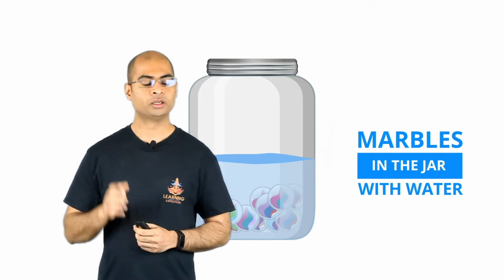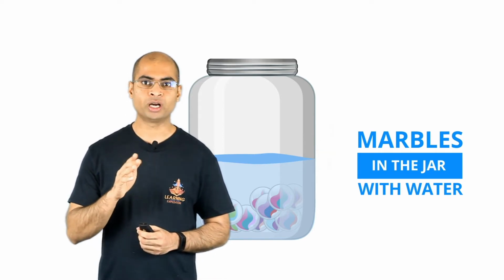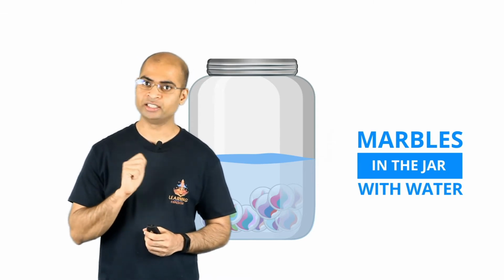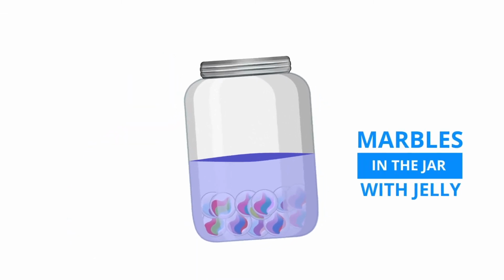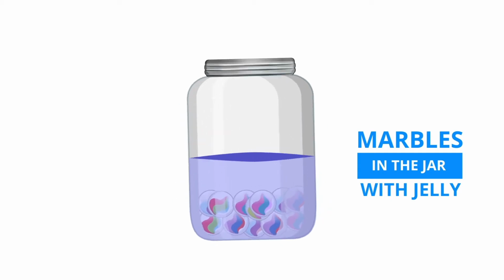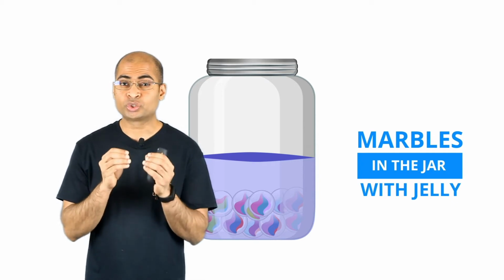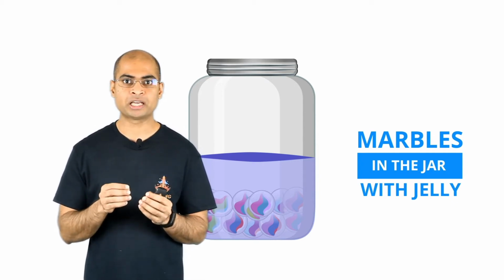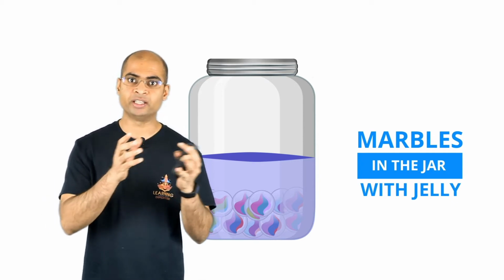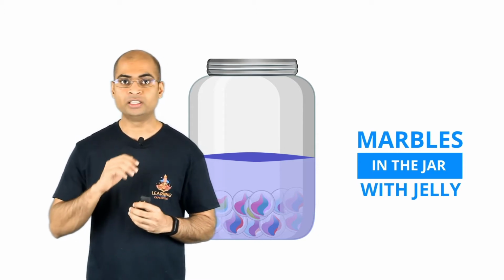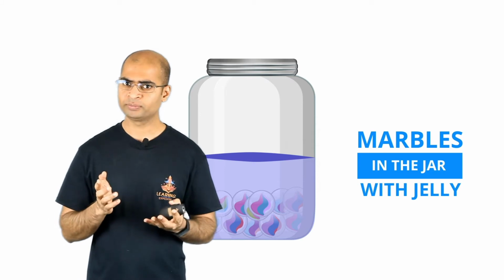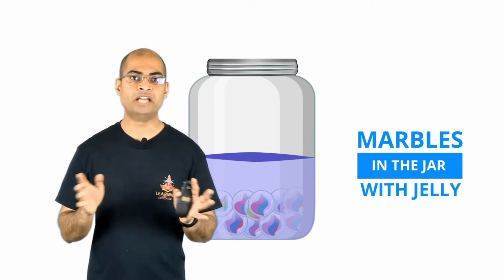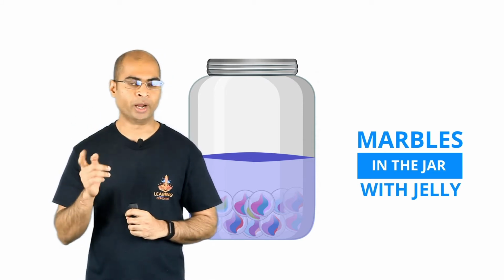Okay. Well, what if we put another substance like jelly in the jar, which is even more sticky, or in other words, more viscous? Now, what would happen? Well, the jelly is so thick that the marbles are very much suspended in their own place, and they will not be able to move even if you shake the jar, right? And so they won't damage each other. Now keep this in mind.